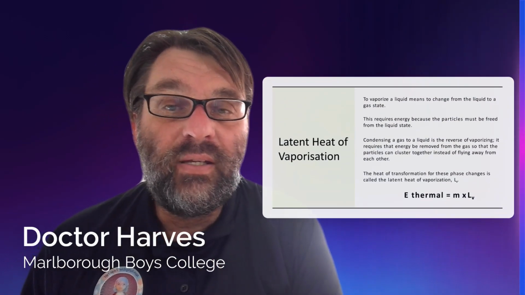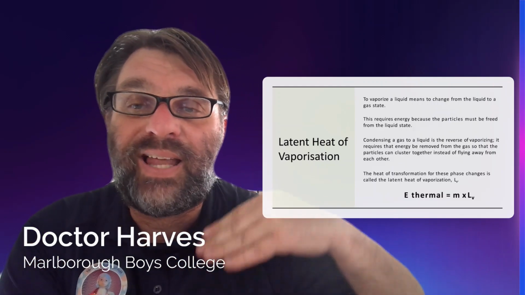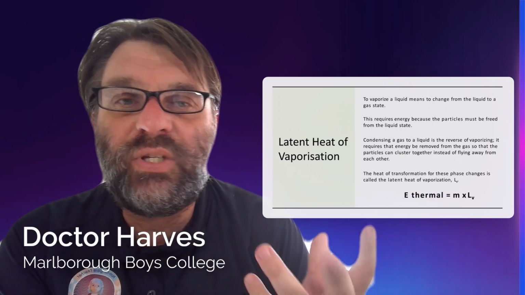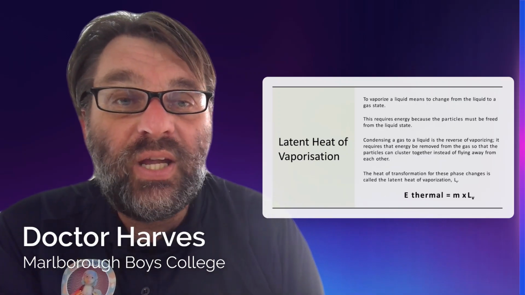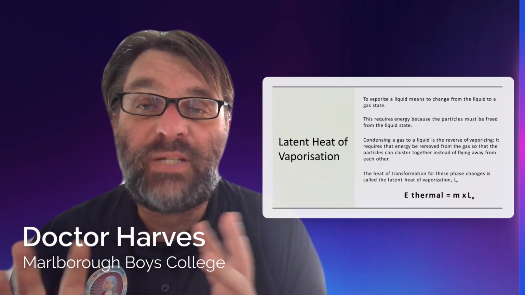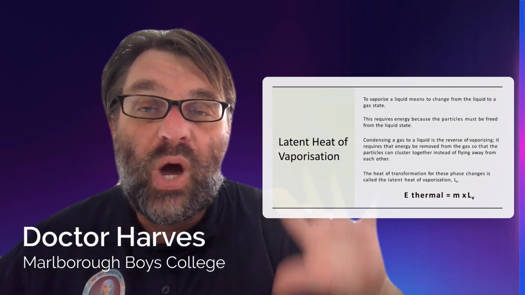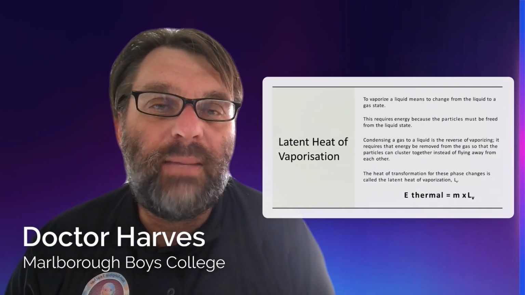So the next one, in terms of latent heat, is the latent heat of vaporization. That's when we're talking about a liquid going into a vapor, so going from a liquid state into a gas state. This requires, of course, energy, because now the particles must be freed of their liquid state. They no longer flow. They must be spread far and wide because they're now gases. So there's no interparticle bonding anymore.